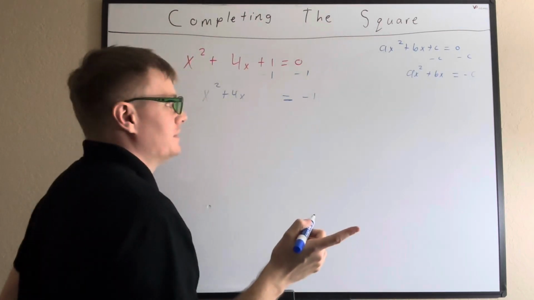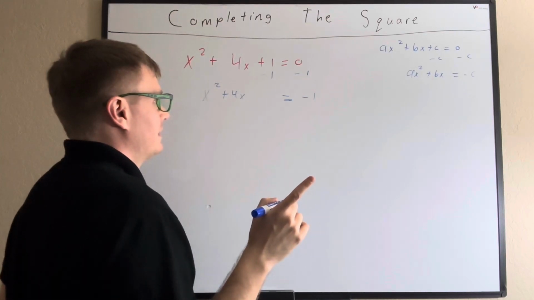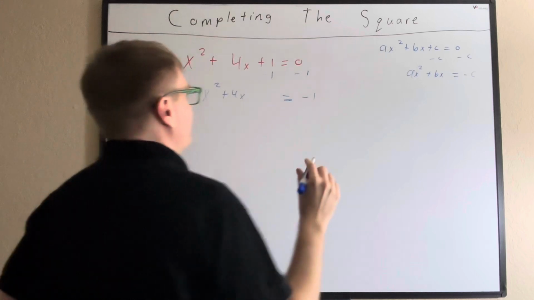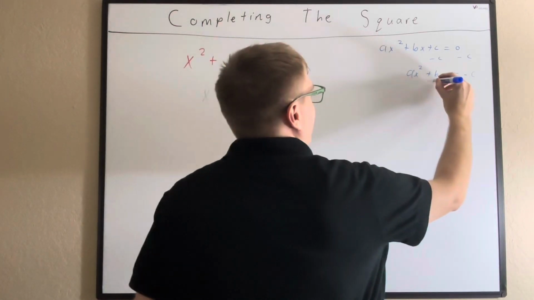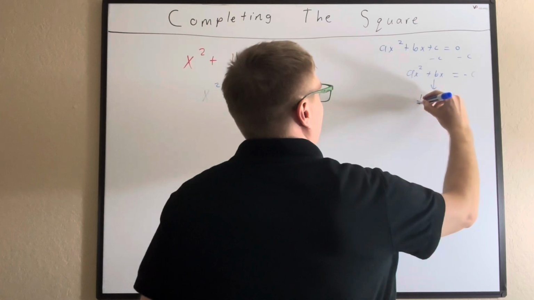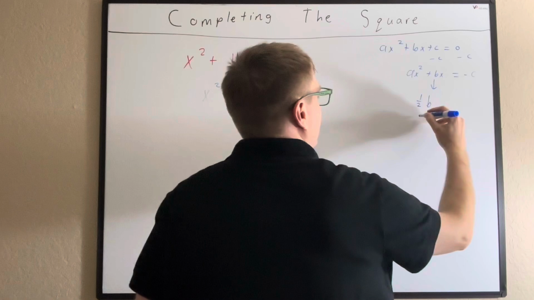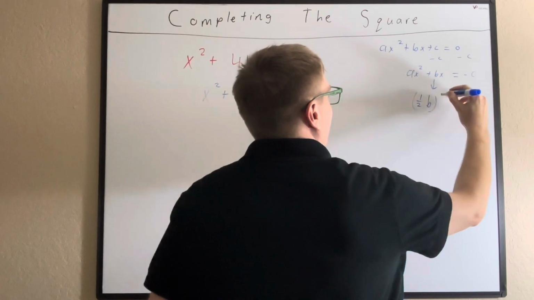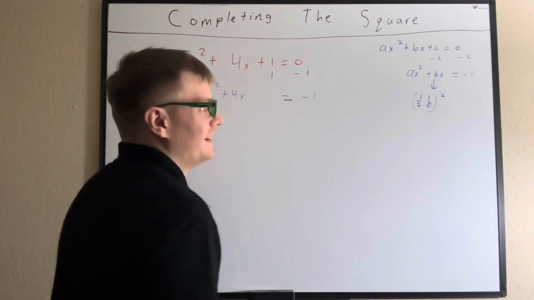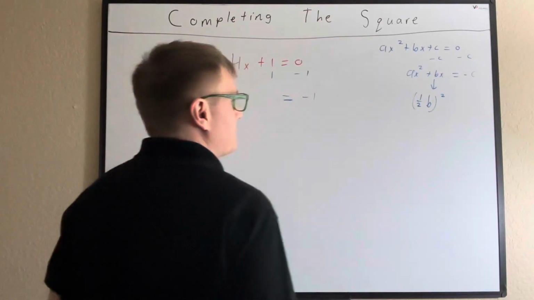The next thing we do is something that you're going to have to remember. We take that b and we multiply it by 1/2. And then we square it. 1/2 b squared. And you square the whole thing.